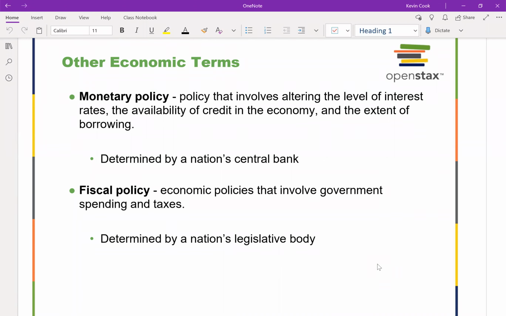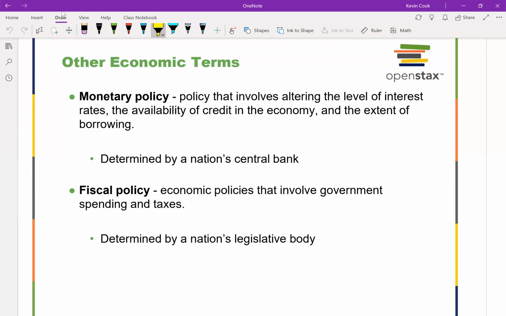So when we think about our policy, being a micro course, we're not gonna dive too much into policy as an abstract, but the two main types we're gonna see are monetary and fiscal. So monetary is gonna be that policy that's dealing with interest rates, how much credit is in the economy, and the extent of borrowing. So this is determined by our country's central bank. And in the US, this is the Federal Reserve.